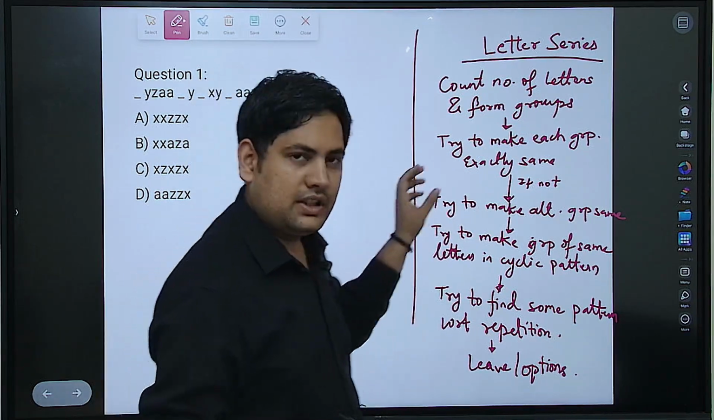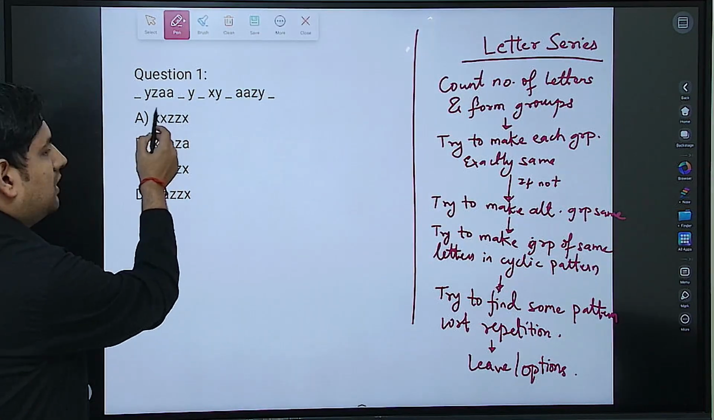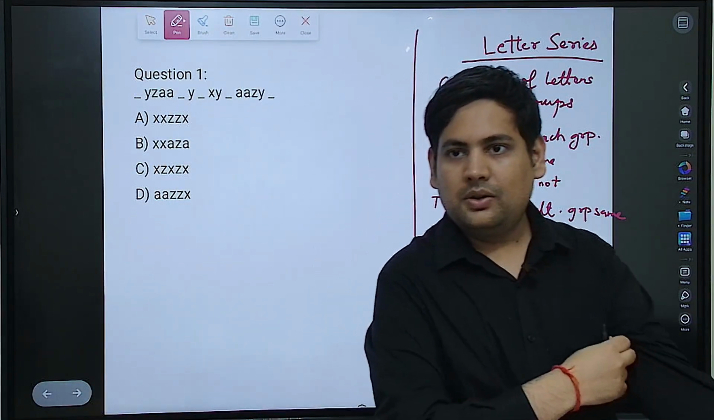See, first thing in letter series, how does a letter series look like? Something like this. So some letters are given to you, some are blank. So there is some pattern to it.